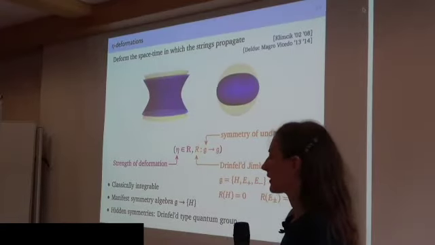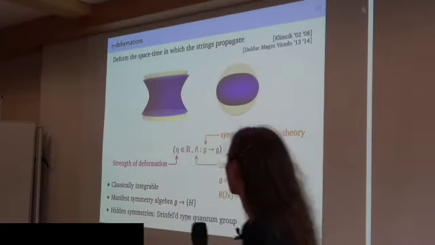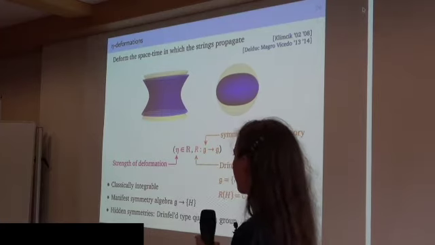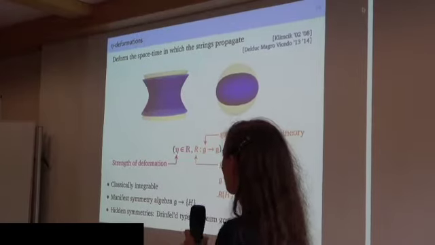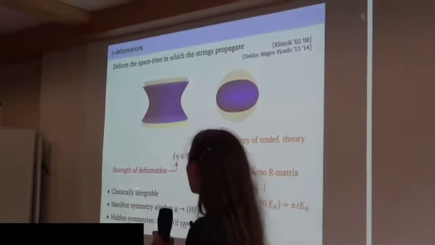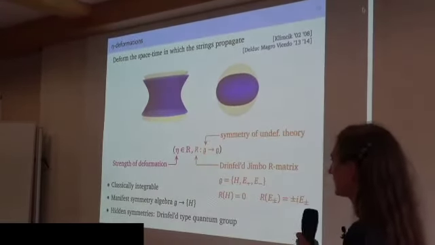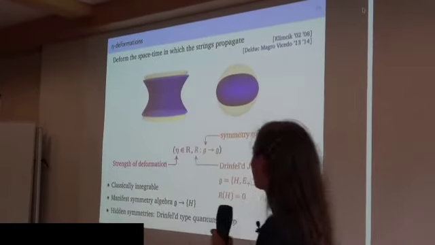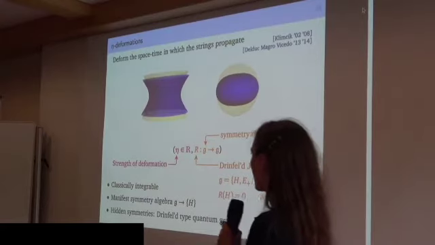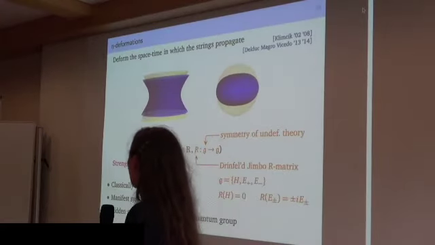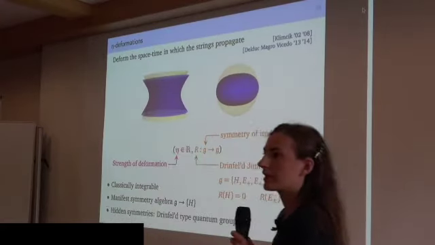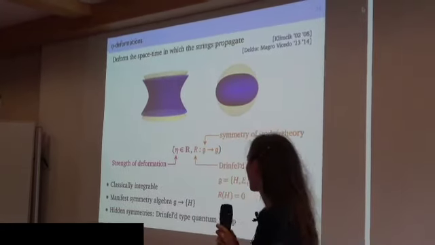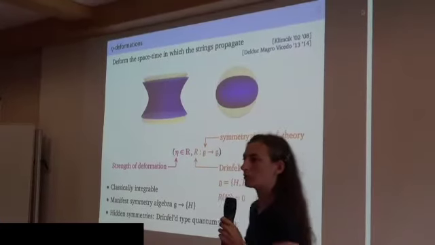This is classically integrable. The equations of motion can be rewritten as a flatness condition for a Lax connection, and the manifest symmetry algebra is no longer there in the deformed theory, so it is broken down to the Cartan subalgebra. However, there are hidden symmetries, and in the case of eta deformations, these hidden symmetries correspond to a Drinfeld-type quantum group.